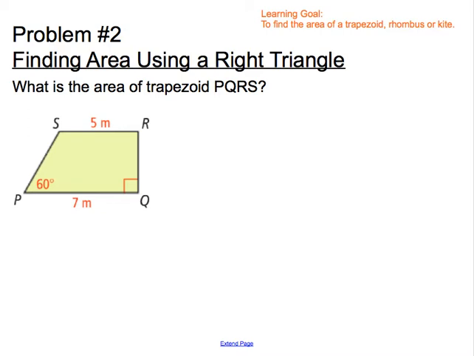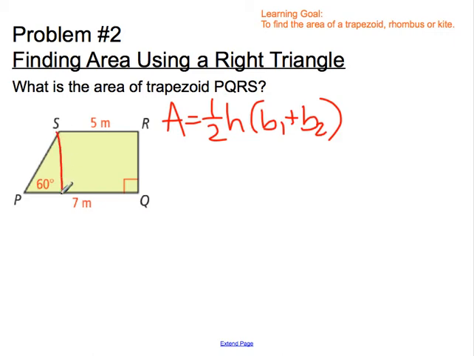So here, problem 2 is finding the area using a right triangle. It says, what is the area of trapezoid PQRS? We know our formula is area equals 1/2 the height times the sum of the two bases. The only problem is, in this particular example, we're not given the height, so we have to find that. So what we need to do is draw the height in.